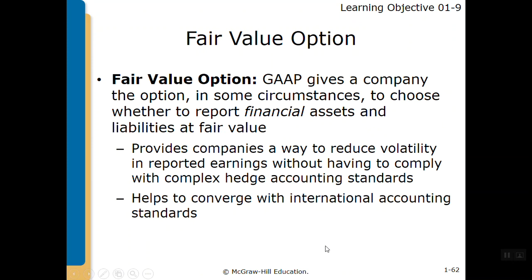All right, the fair value option. As I said, this is one of those cases where professional judgment comes into play, because GAAP gives a company the option to choose whether to report financial assets and liabilities at fair value. So this is one of those instances where there's not a particular rule. You have some leeway in how you're going to report.